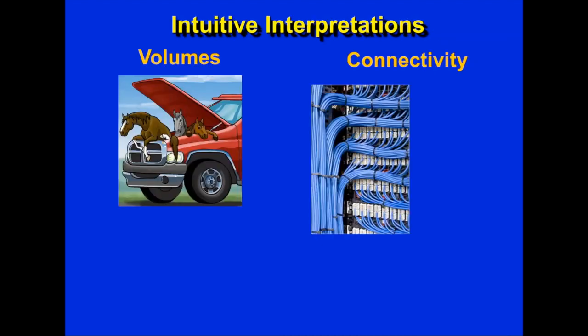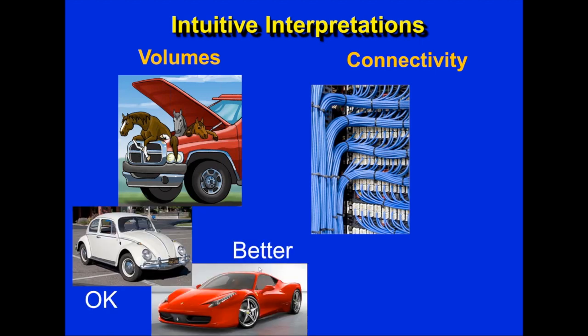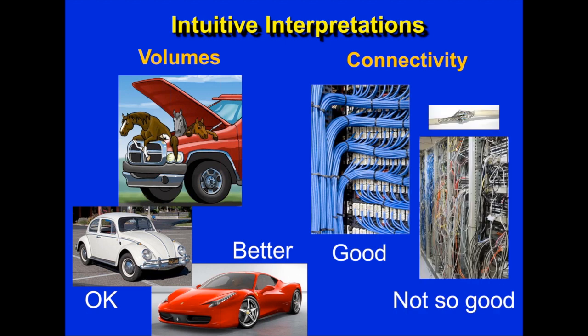So what are some intuitive interpretations of volumes and connectivity? Well, I'm from Alberta, Great White North, so we have a lot of pickup trucks. You can think of volume as the amount of horsepower you have under the hood. One is okay, but maybe more horsepower is better. For connectivity, you want all those connections between the brain regions to be nicely organized and efficient. If wires are frayed and you have very poor connections, that may impact one's cognitive ability.